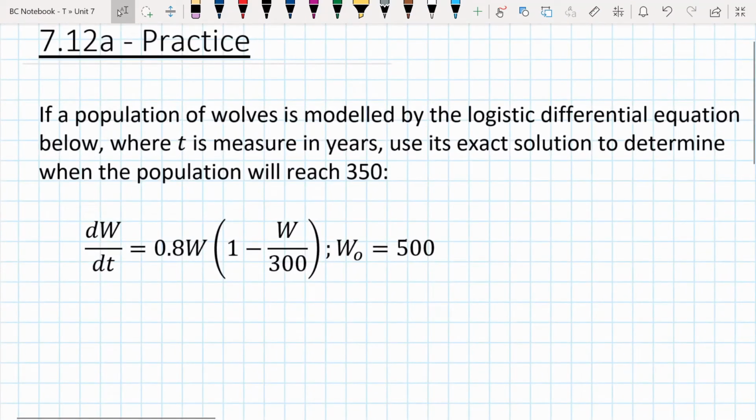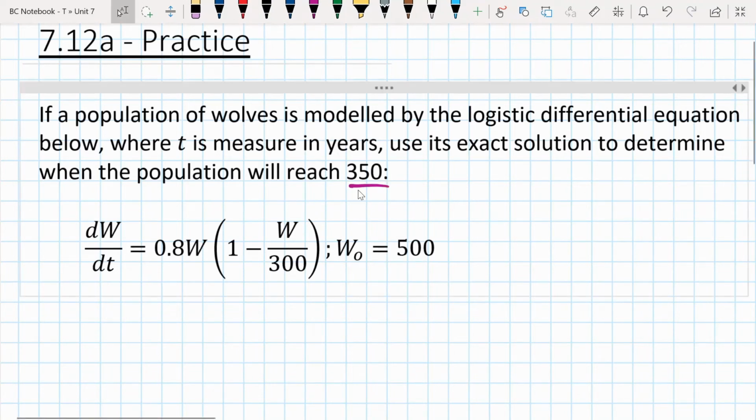All right, so some practice. Let's say we have a population of wolves, and they're modeled by the following differential equation. What we're going to do is find the solution to this. We're going to solve for W, and then use that solution to determine the time it takes the population to reach 350. So notice the value 350 is greater than the carrying capacity 300.